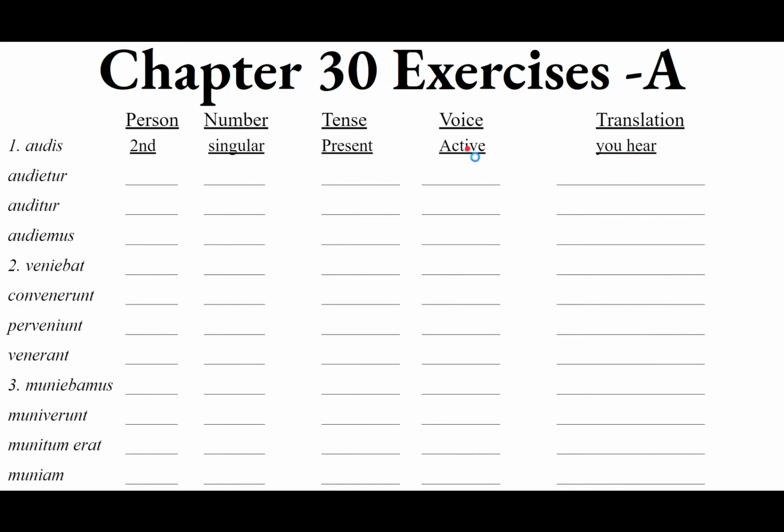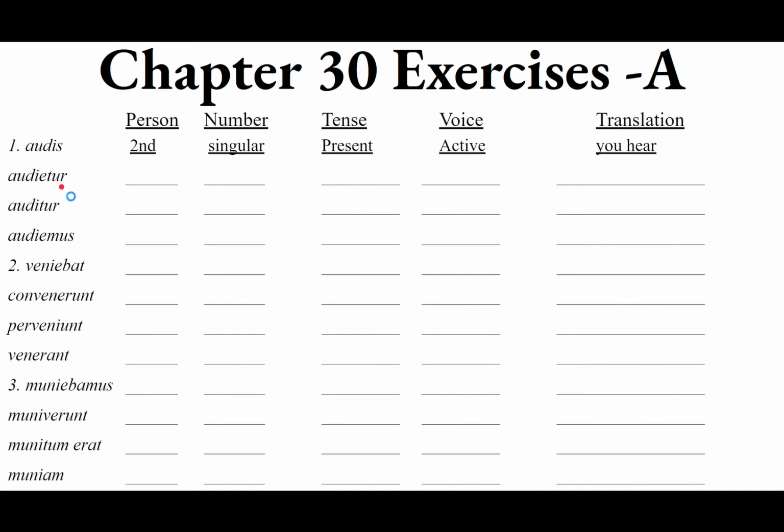And active voice means that you, the subject, second person singular, you are doing the action, instead of passive voice, where you are the subject and the action is happening to you. So this is active voice, you hear, you are hearing, you do hear, as opposed to the passive voice, you are heard, you are being heard, which would be audiris.